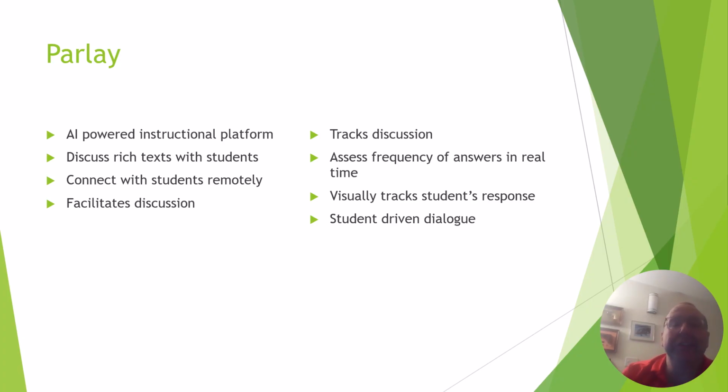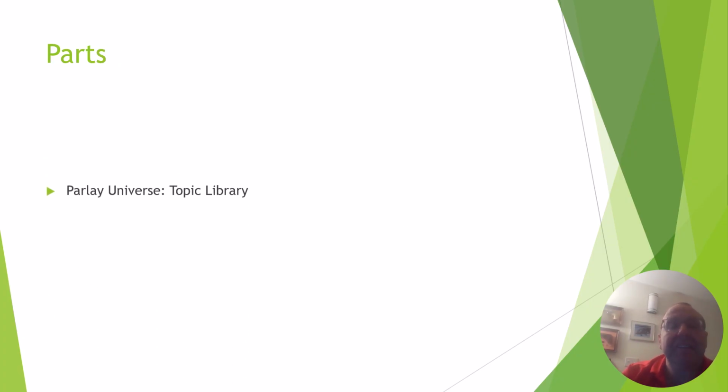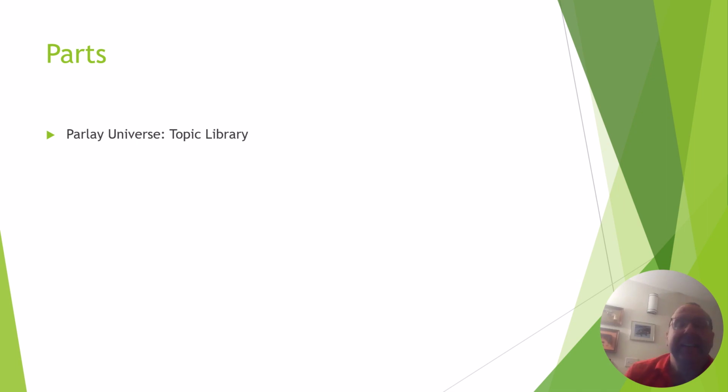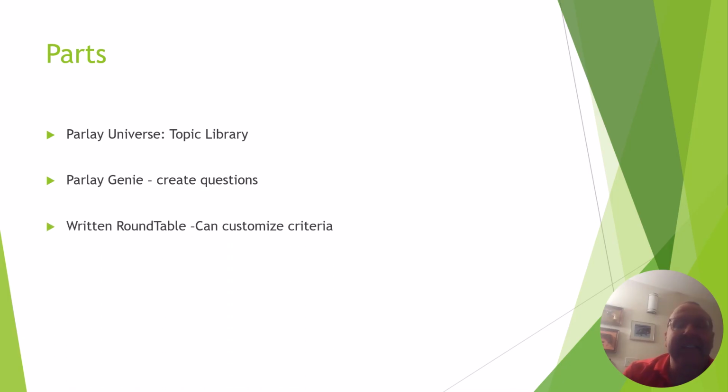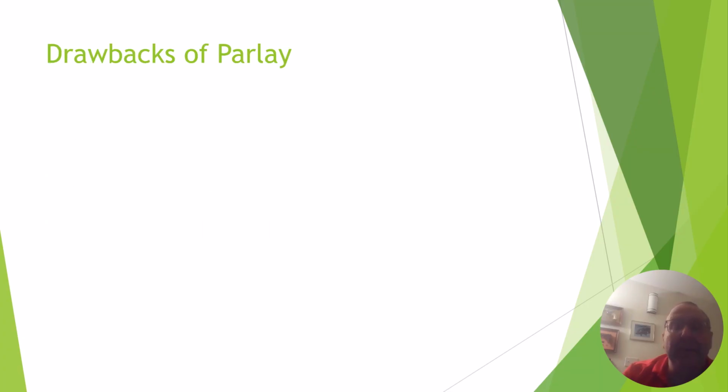And the dialogue here is student-driven. Parts of it, you can have the library. Some of those are written by the company. Some of them are written by other educators. Parlay uses AI to create questions, and a written round table can customize criteria. A virtual round table requires students to speak, and speak literally with the voice, mouth.